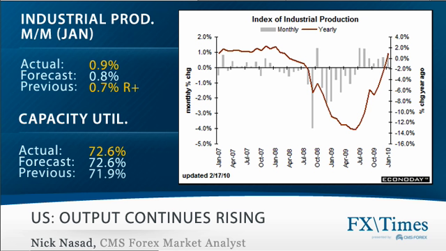If we take a look at our chart to the right, we see that we've had 7 straight months of industrial production increases, and the annual rate is now above 0%. The manufacturing sector has been at the forefront of the U.S.